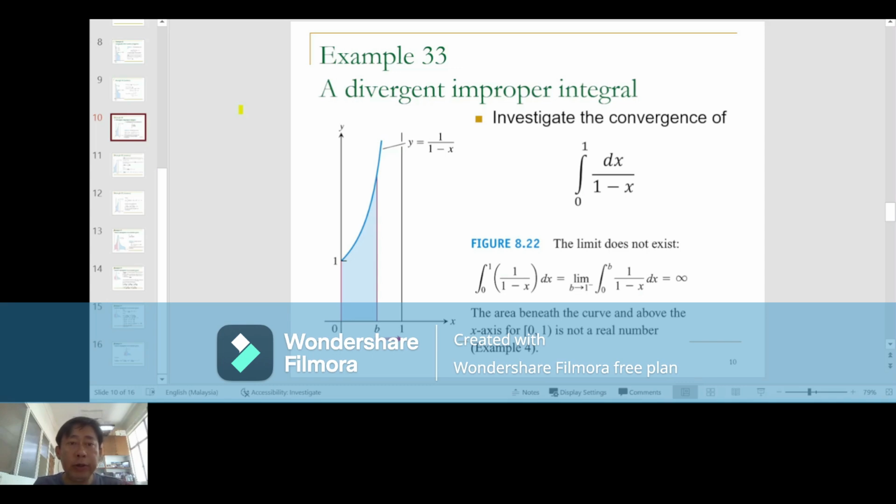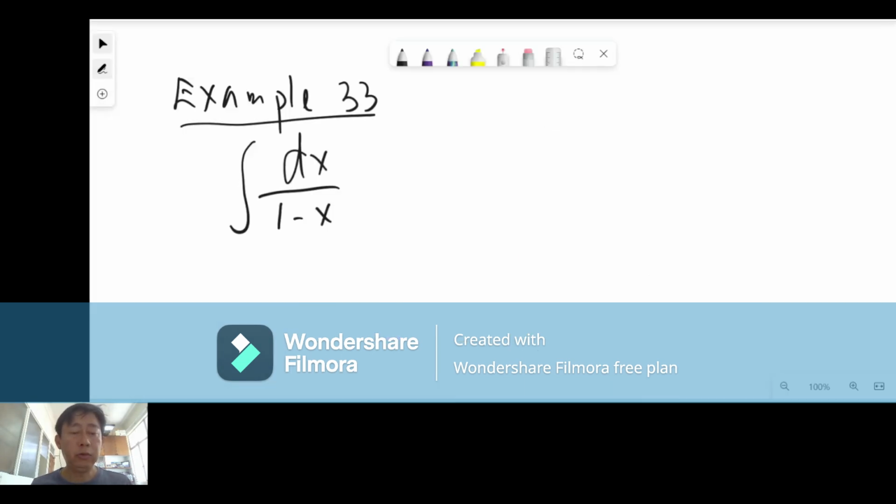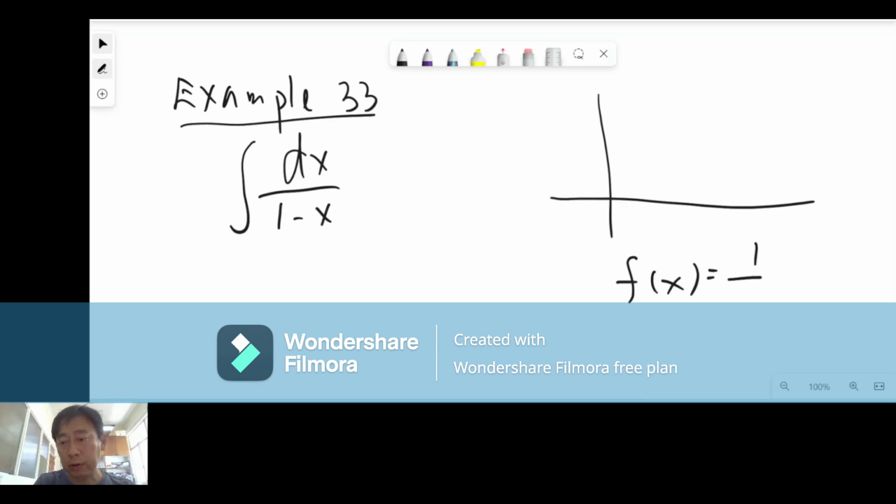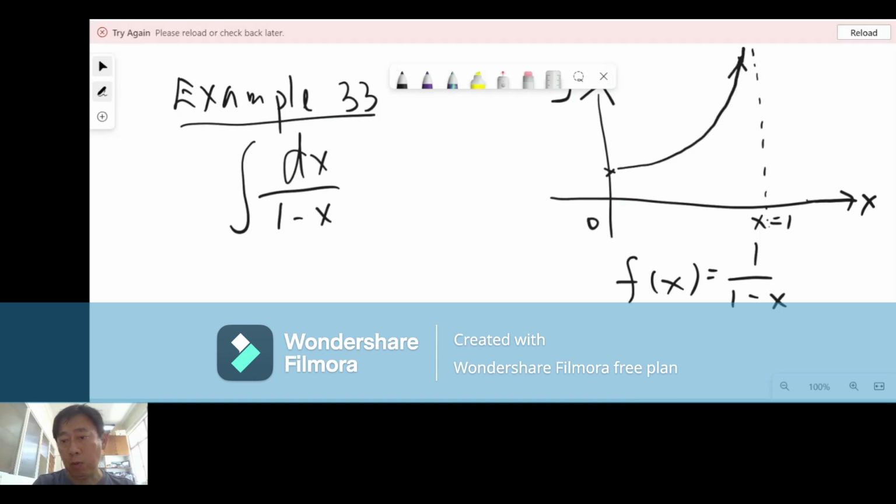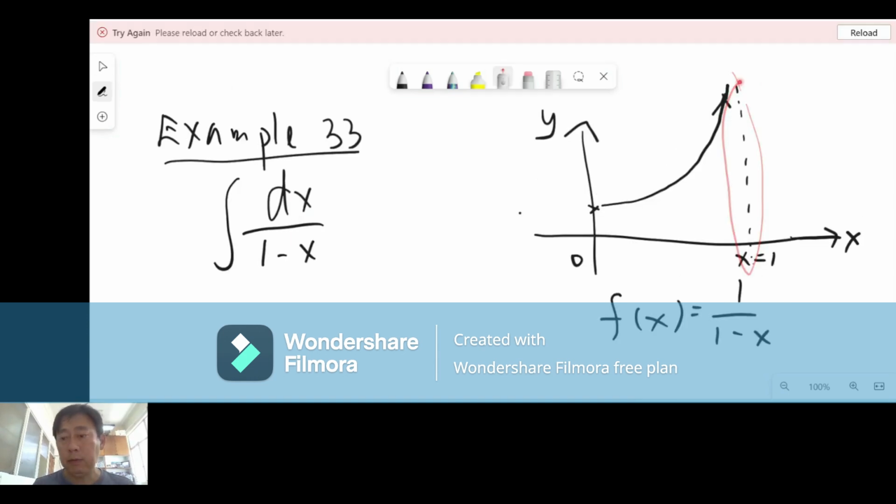In this video, we are going to discuss example 33 on improper integrations involving the integrand of 1 over 1 minus x. To proceed with the integrations, we first display the graph of the integrand function 1 over 1 minus x. The behavior of the function is such that when x is 0, the function takes on the value of 1, and the function will tend towards infinity when x tends towards the vertical asymptote of x equals 1 from the left.